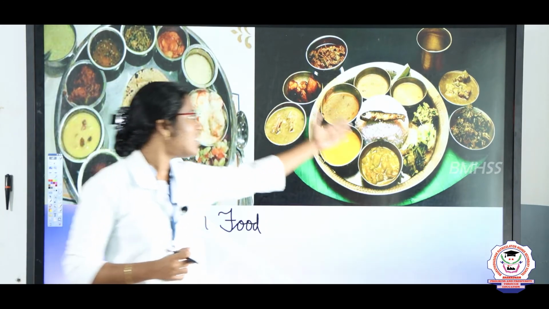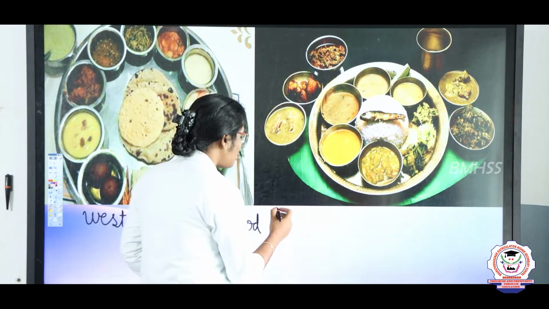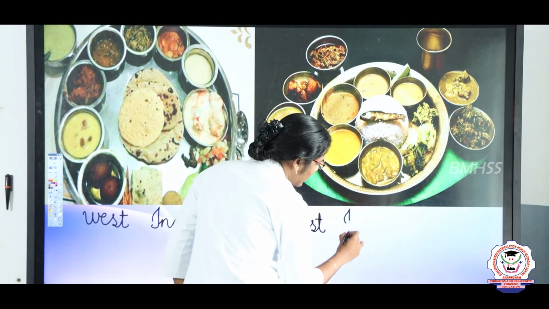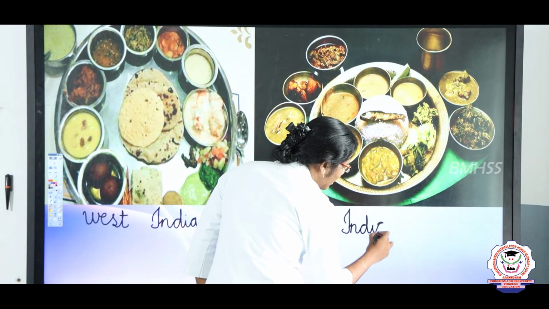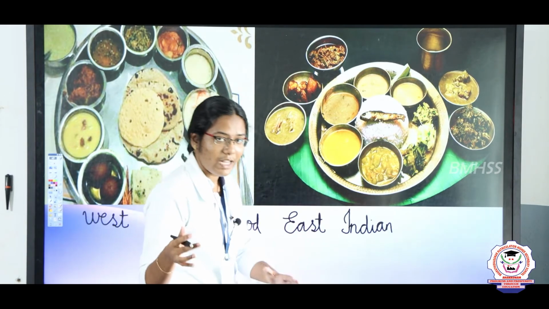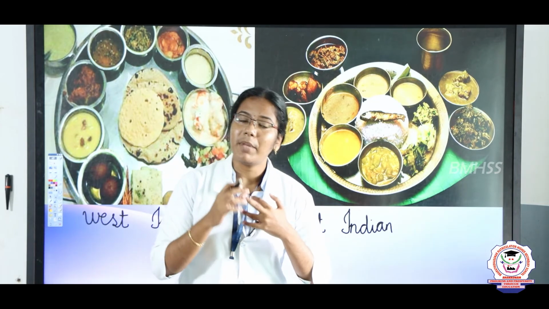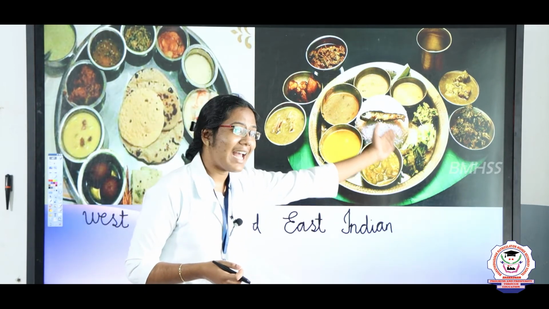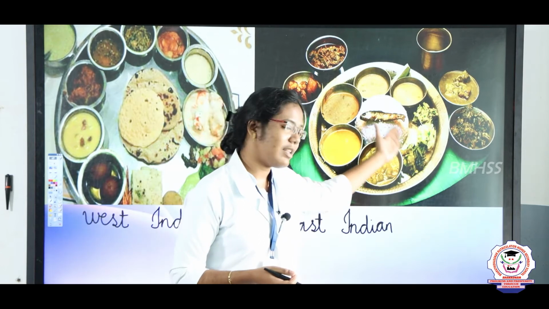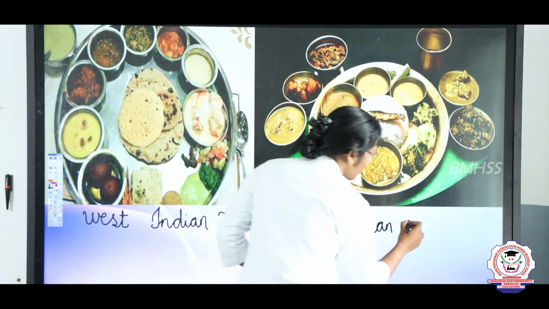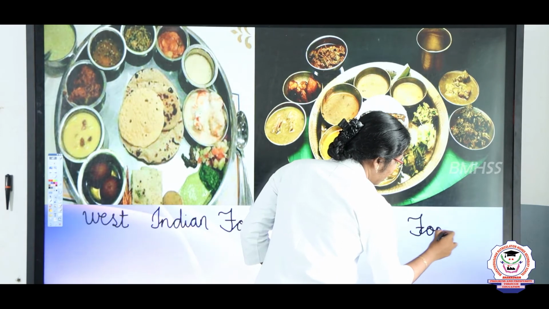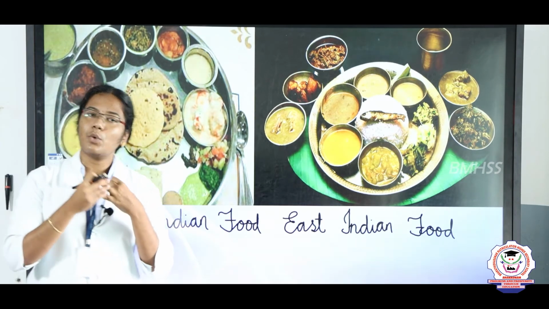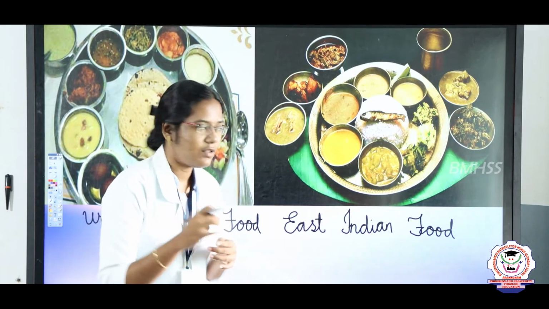Then the last picture refers to the food belonging to East India. E-A-S-T, East Indian food. Some of the East Indian states are Assam, Sikkim, Meghalaya, Arunachal Pradesh, etc. They love to eat food with rice along with their fish. Now we saw North Indian food, South Indian food, East Indian food and West Indian food.